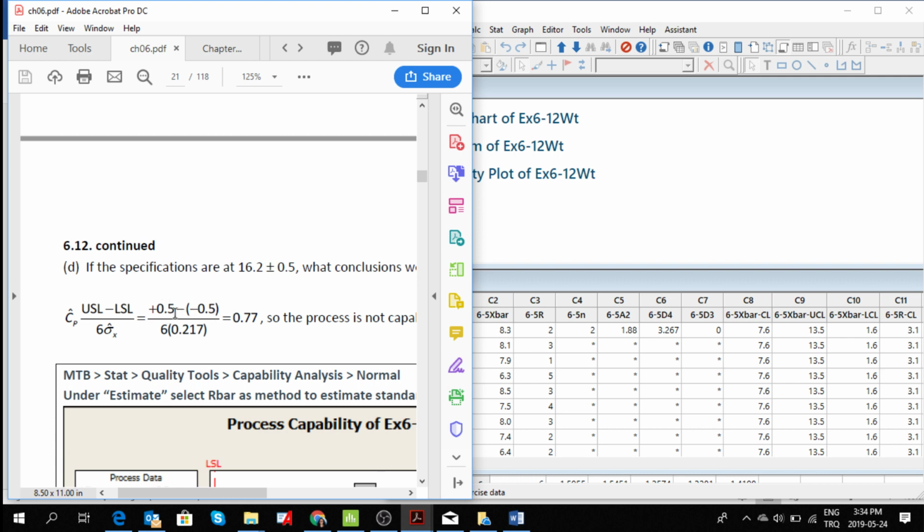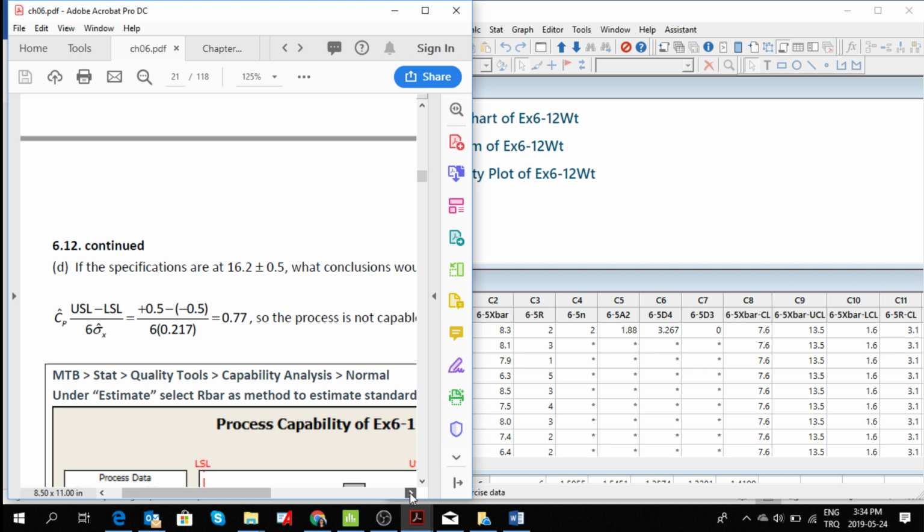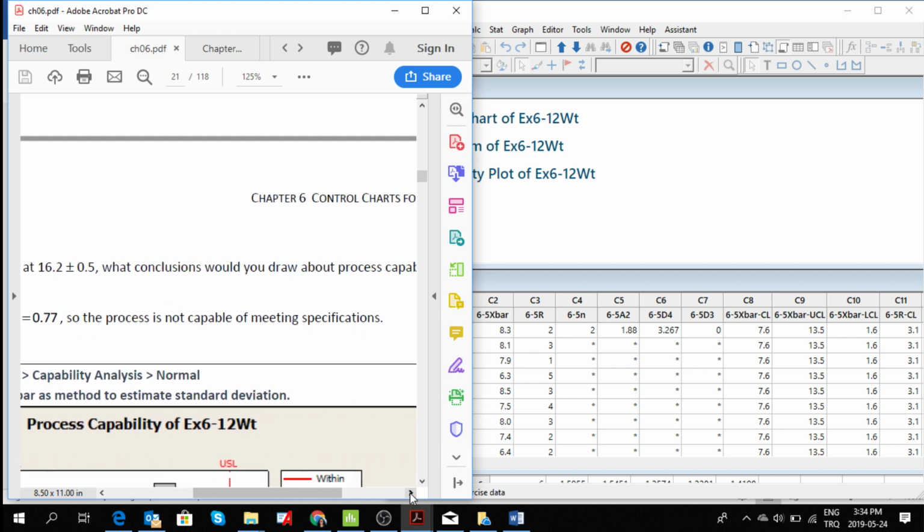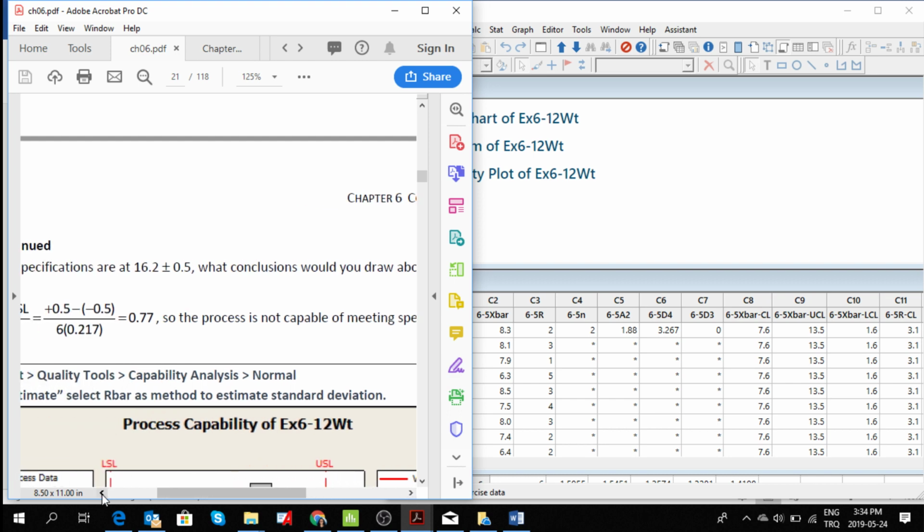then you're going to get equal to this, because we have the 16.2 the same for both. So instead we just write these plus and minus parts, take the difference between these two and divide by 6 times the sigma. And this is 0.77. 0.77 is less than 1, so we are going to say the process is not capable of meeting the specifications. We can also see this on the Minitab. We can get that on Minitab as follows.